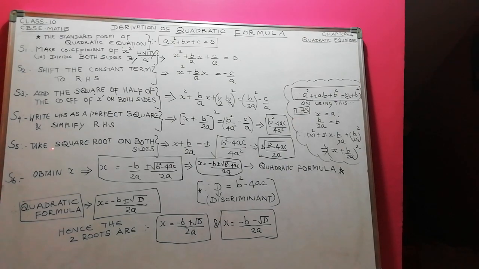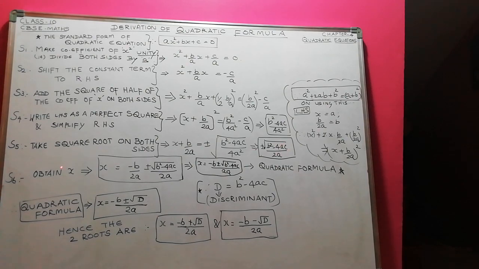Now step 5. Since you have to solve for x, you have to find the square root on both sides. When you find the square root of x plus b by 2a the whole squared, you are getting x plus b by 2a. And when you find the square root of b squared minus 4ac by 4a squared, you are getting plus or minus square root of b squared minus 4ac by 4a squared. Now observe the denominator. The denominator is 4a squared, and its square root is 2a. So you are getting plus or minus square root of b squared minus 4ac by 2a.